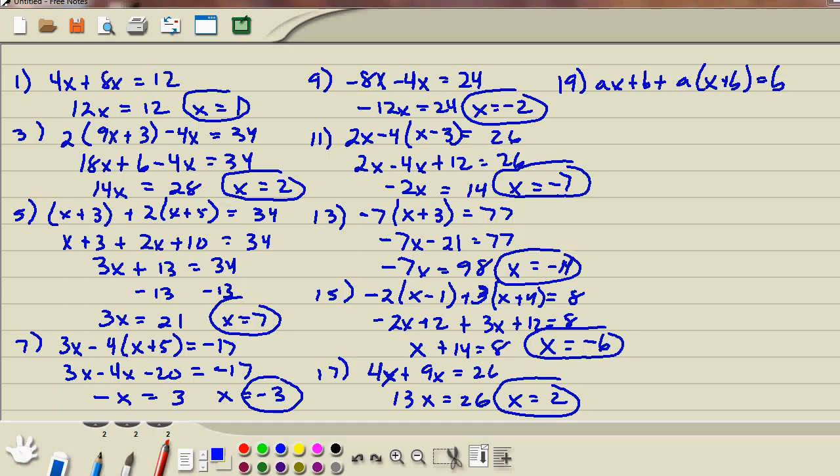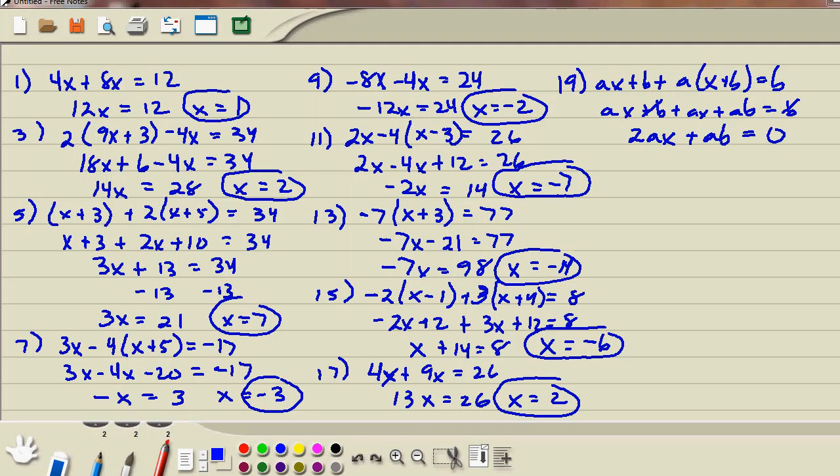Okay, follow the same rules. It's just going to be a little messier with all variables. 8x plus b plus 8x plus ab equals b. Subtract b from both sides, and that's going to cancel that out. And I'm going to be left with 2ax. ax plus ax is 2ax, plus ab equals 0. Okay, because we subtracted the b from both sides.